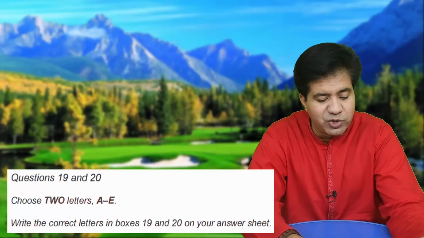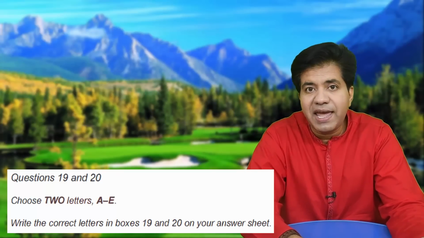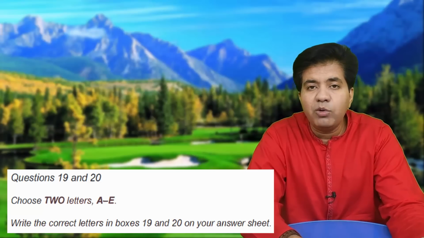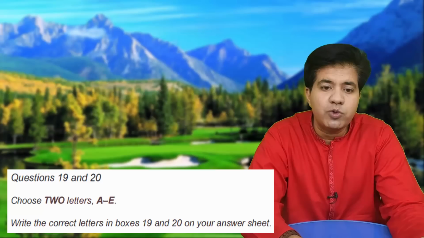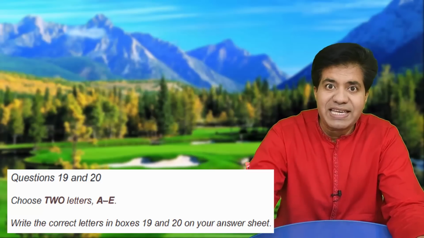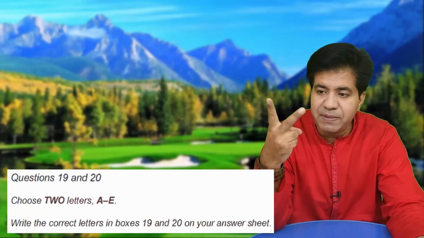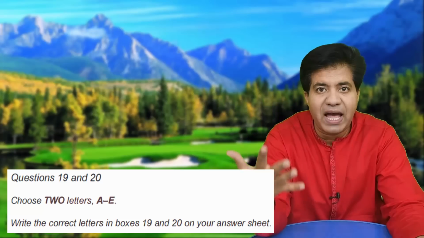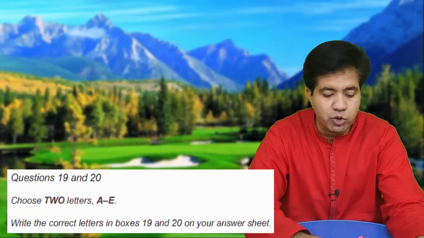It's a series of videos. The question type which we are going to discuss today is choose 2 letters A to E. This is what we call multiple choice, where out of 5 options you have to choose 2 options. A to E means A, B, C, D, E. There are 5 options. Out of 5 options you have to choose 2 options.